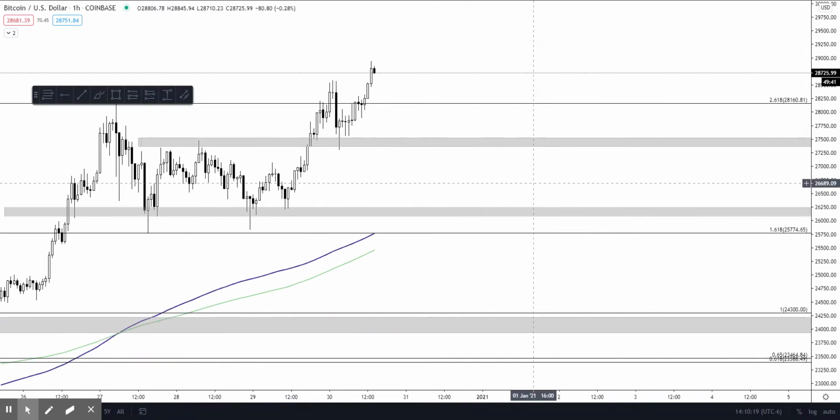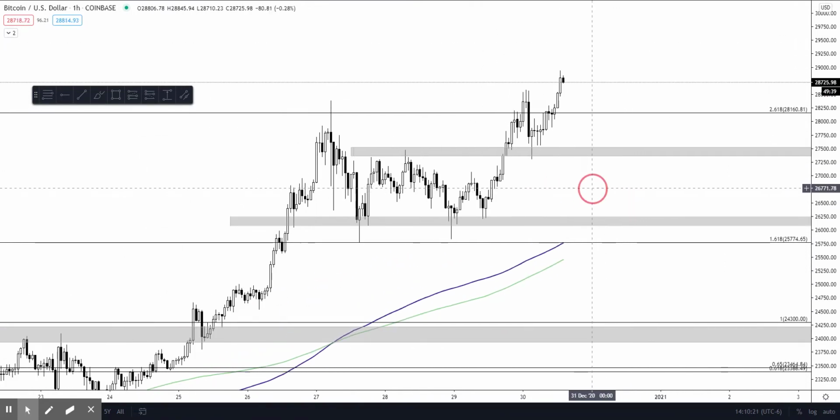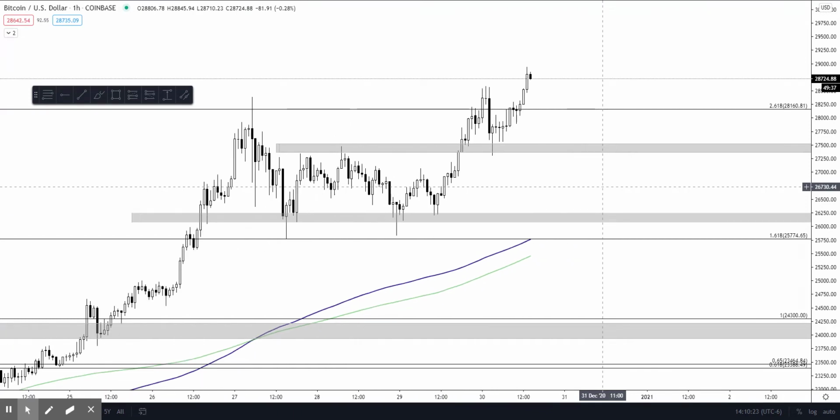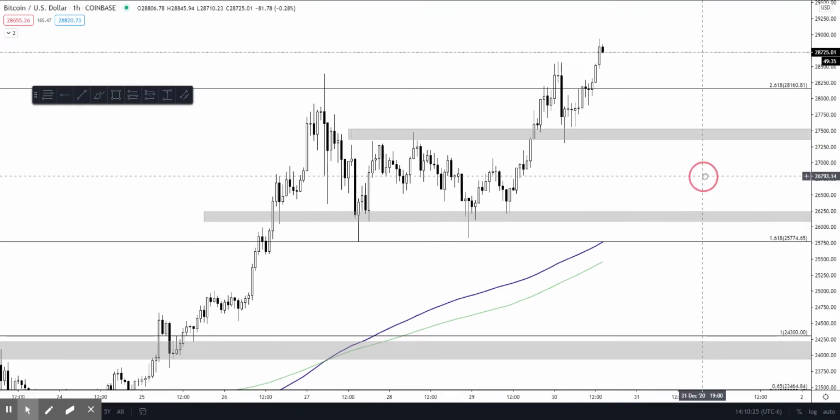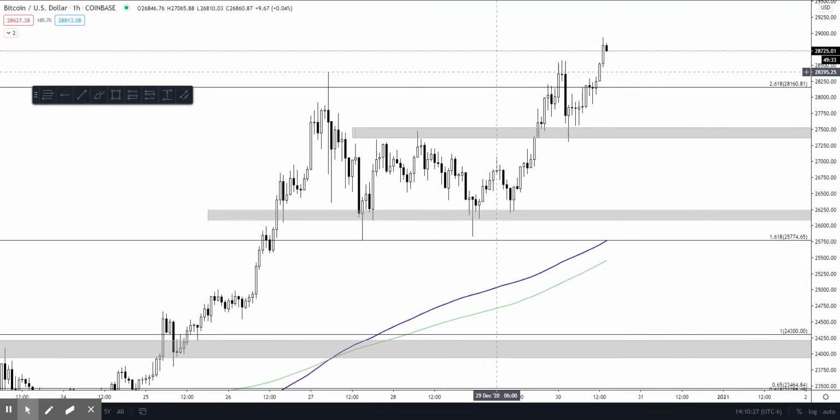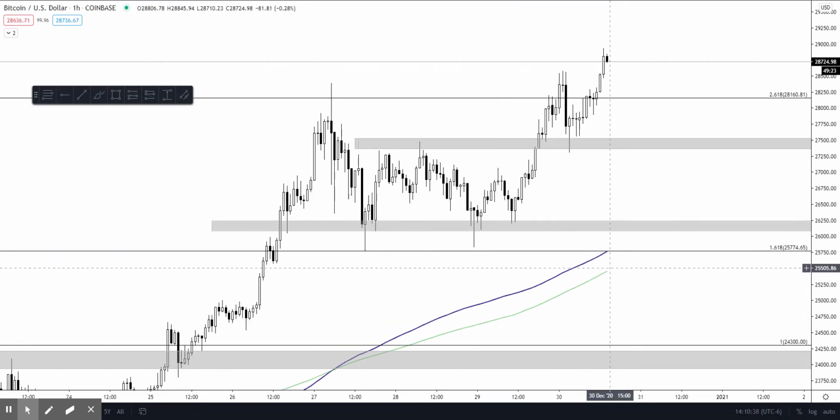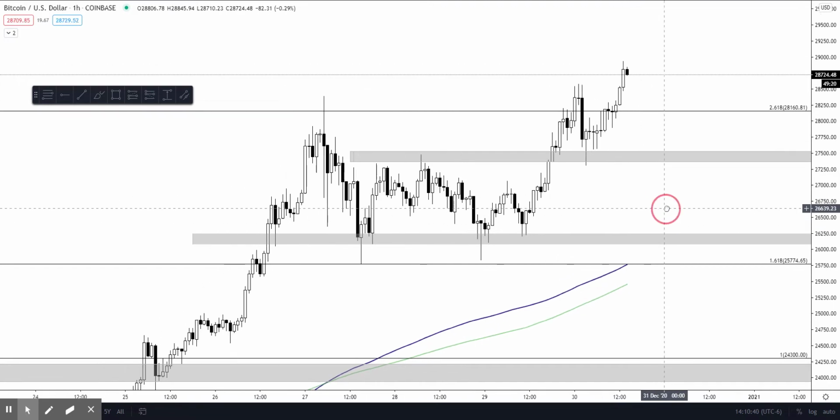So is it likely that we test these MAs at the moment? No, we just talked about it. It's not likely. Our market structure is bullish. So until that happens, it's not likely that we get a pullback into that 25.7K region where our hourly 200 MAs reside at this moment.